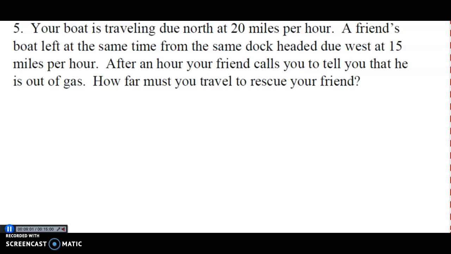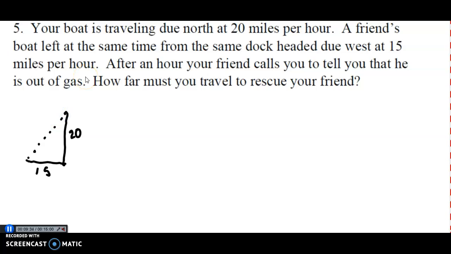So we're going to have the dock be right here. And your boat is going north. North is up at 20 miles an hour for 1 hour, so you're going 20 miles. And your friend left and went west. West is to the left. And that is 15 miles per hour. And they're out of gas, so you have to go and get them. So this is the distance here that you have to travel.